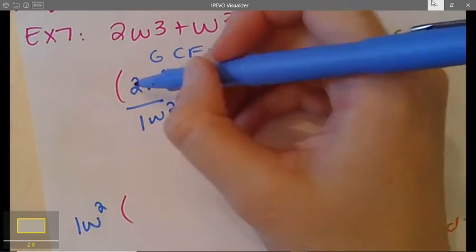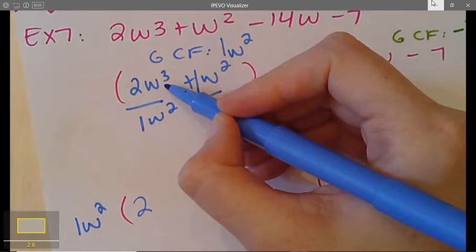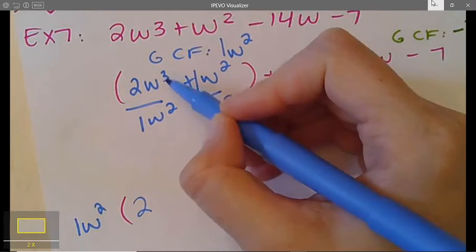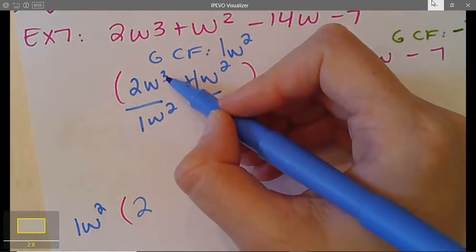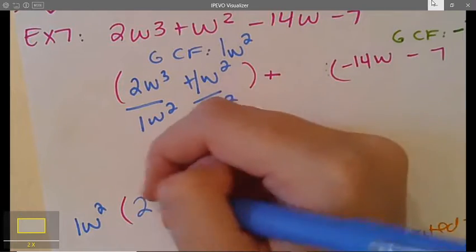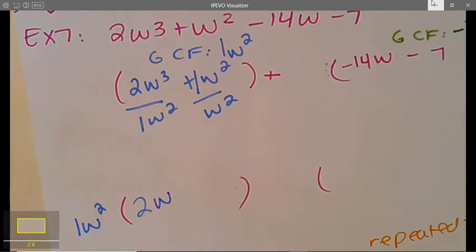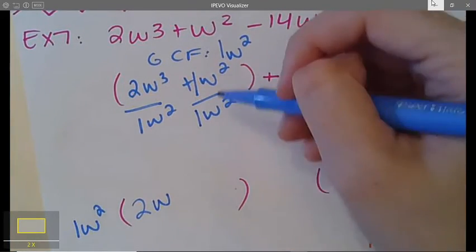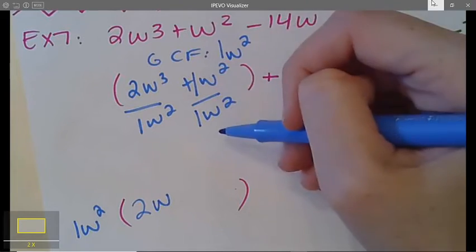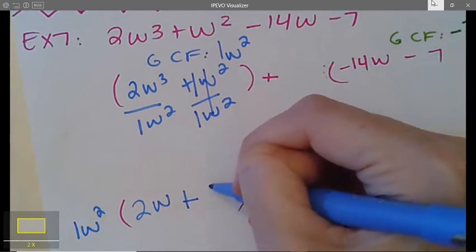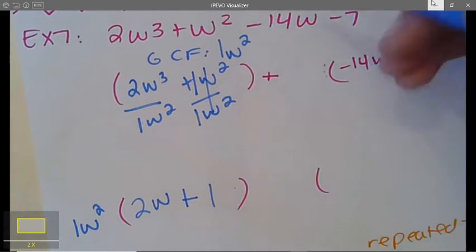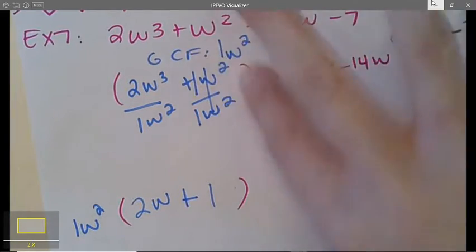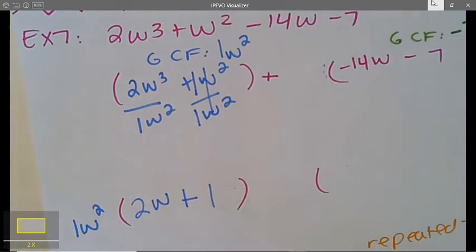Okay, so 2 divided by 1 is 2. W to the third divided by w squared. What do you do with exponents when you divide? You subtract the exponents. So 3 minus 2 will be w to the first, or just w. And then 1 divided by 1 is 1. And w squared divided by w squared, anything divided by itself is 1. So it cancels and turns to 1. Remember, when things cancel out, they don't just vanish into thin air. Anything divided by itself is a 1. So don't forget it's a 1.